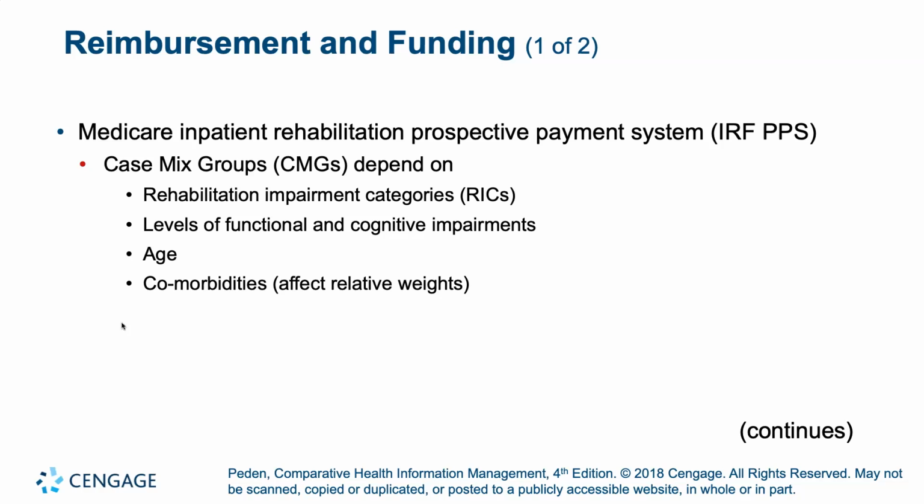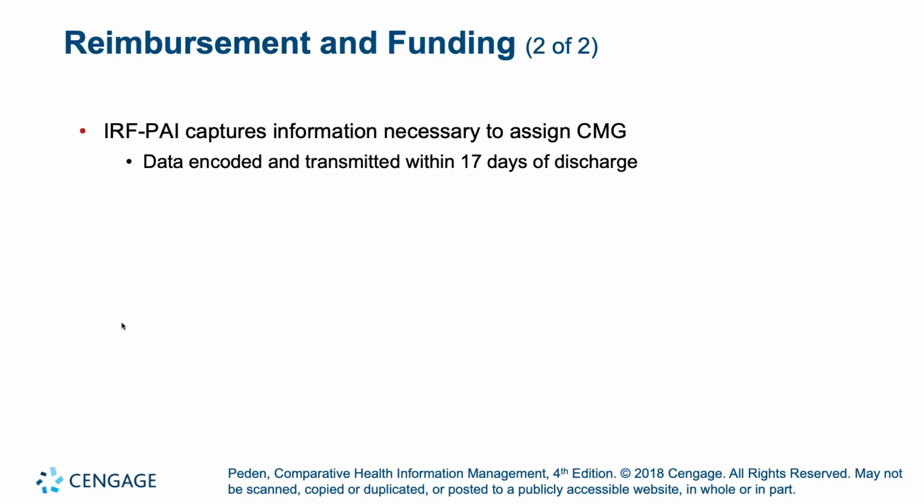Medicare uses a prospective payment system to pay for inpatient rehab care. They use case mix groups that depend on the impairment categories, the RICs, rehab impairment categories. Then they look at levels of functional and cognitive impairments, the patient's age, and any comorbidities, because the more comorbidities that a patient has, that affects the weights. So obviously, if you have a patient that has multiple comorbidities, they're going to need more care, and they may need a longer rehab stay than someone who is young, healthy, who doesn't have comorbidities.